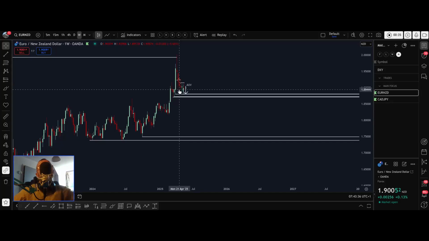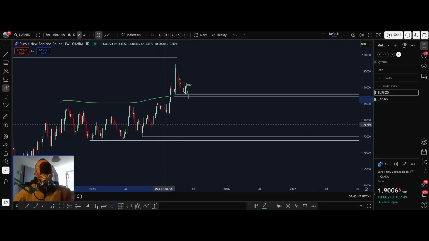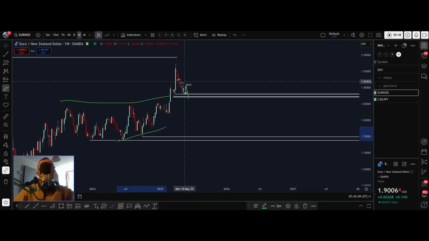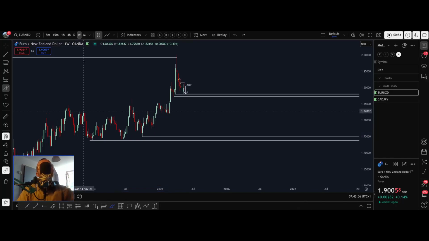So we have the impulse, the correction, just looking for further continuation to the downside. Even if this just becomes a move down to these areas to retest the back end of all of this volume here, there's still enough profit potential in there, given that this is the weekly chart, for us to potentially capitalize on.